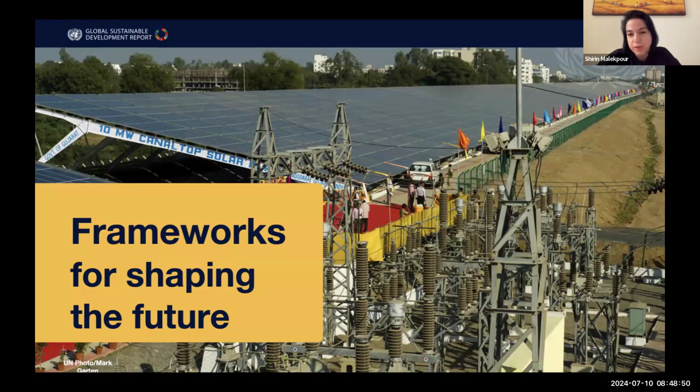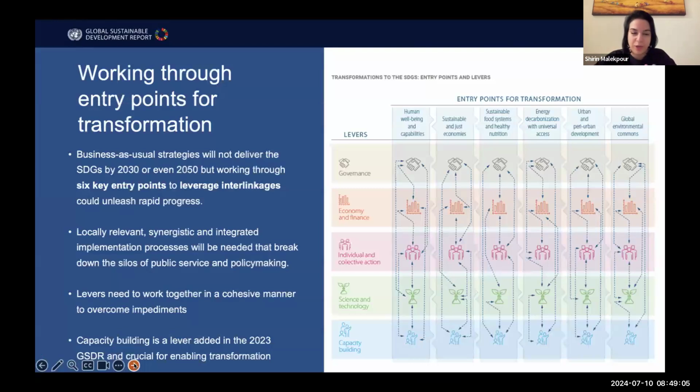But then the question quickly shifted to, what is acceleration? How do we accelerate, and how is it different to other forms of action that we have been undertaking so far? And this is where a lot of the frameworks that I just talked about become useful. So the 2019 GSDR really produced this framework of entry points and levers. And this is where we also started working on in the 2023 GSDR.